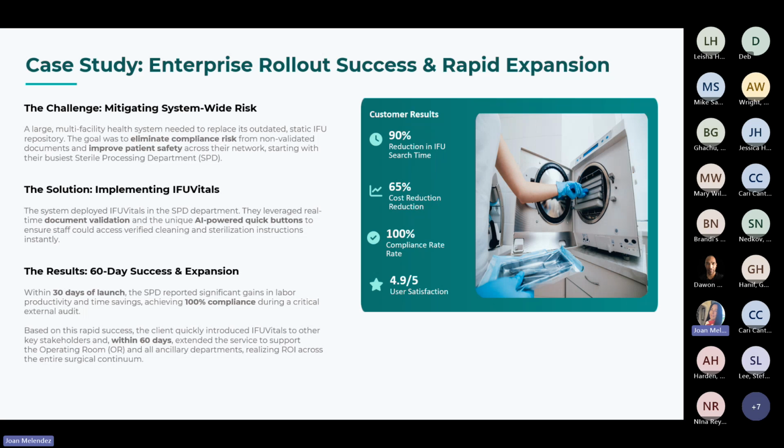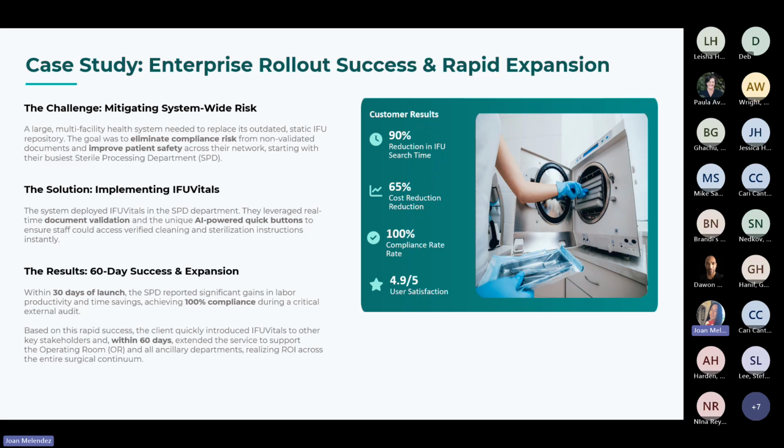They decided to start small, implementing IFUVitals in their main sterile processing department. The results were immediate. Within the first 30 days, the combination of validated documents and our unique AI-powered quick buttons slashed the time staff was spending searching, leading to document cost reductions and improved labor productivity. And most important, the department achieved 100% compliance during an external audit and also a Joint Commission audit that took place shortly after launch.